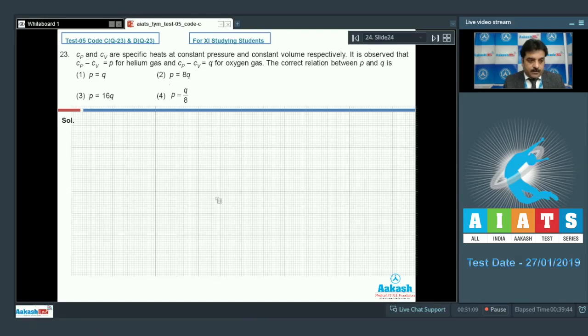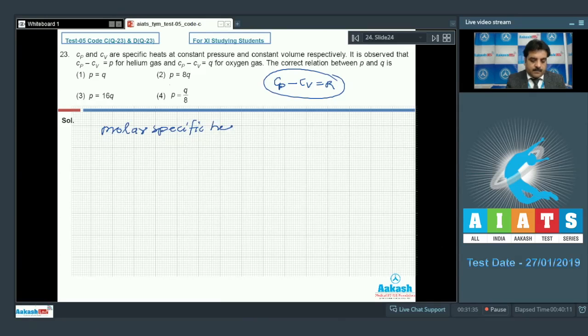So in this type of question, what I am trying to explain, listen to me very carefully. Cp and Cv are molar specific heats. And you know Cp minus Cv is equal to R, right? And I know the molar specific heat.